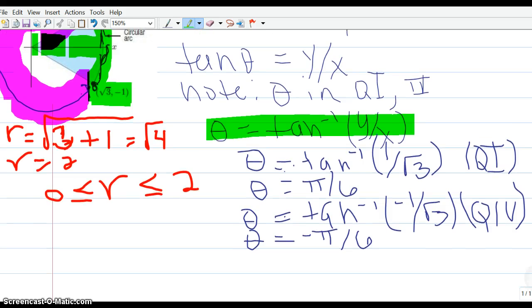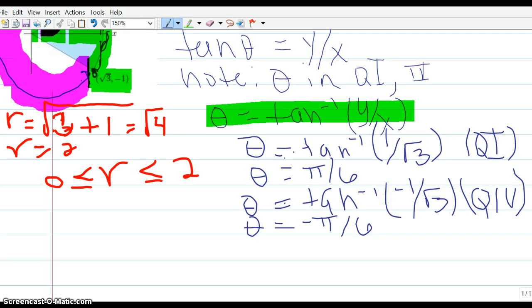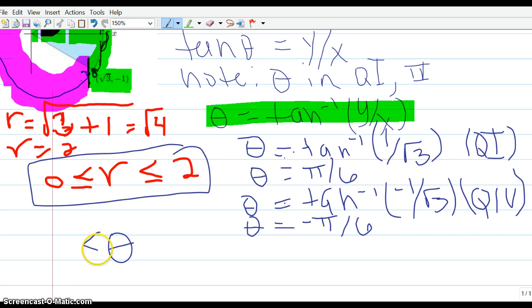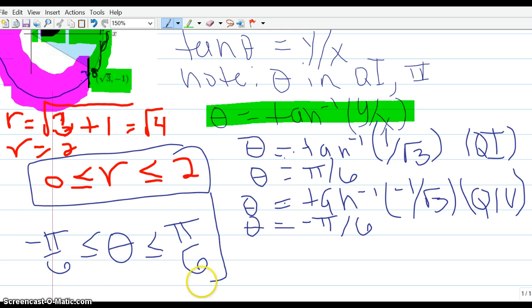So putting together what we've just done, we already said here that the radius has to be between 0 and 2. That gives me my pizza all the way out to the arc. And my theta, my angle of rotation, has to go from negative pi over 6, so I'm starting at the bottom, up to a maximum of positive pi over 6.